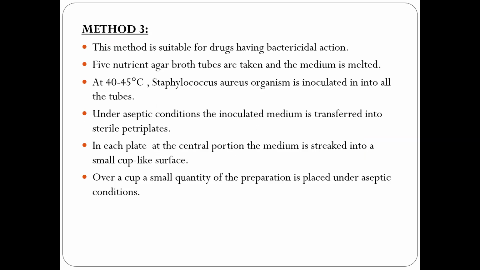And method 3. This method is suitable for drugs which have bactericidal action. Here, 5 nutrient agar broth tubes should be taken and the media is melted at 40 to 45 degrees centigrade. Then Staphylococcus aureus organisms are inoculated into all 5 nutrient agar broth tubes. Then under aseptic conditions, the inoculated media is transferred into sterile petri plates. At the central portion of each plate, the medium is scooped out to form a small cup-like surface. Over the cup, a small quantity of the preparation is placed under aseptic conditions.